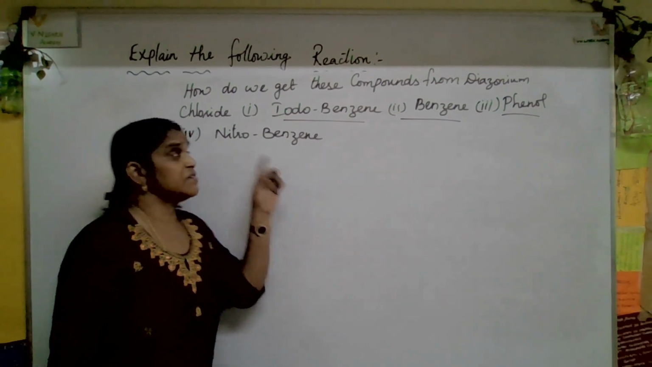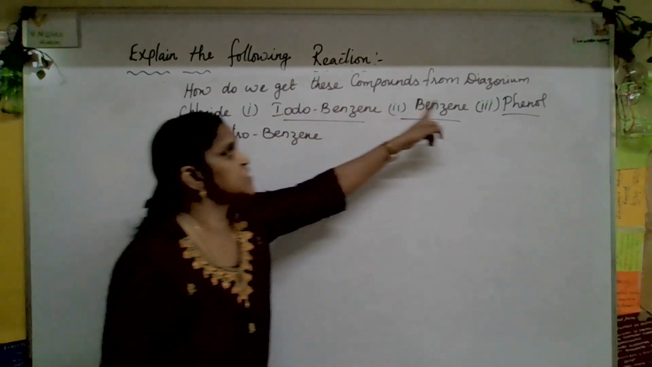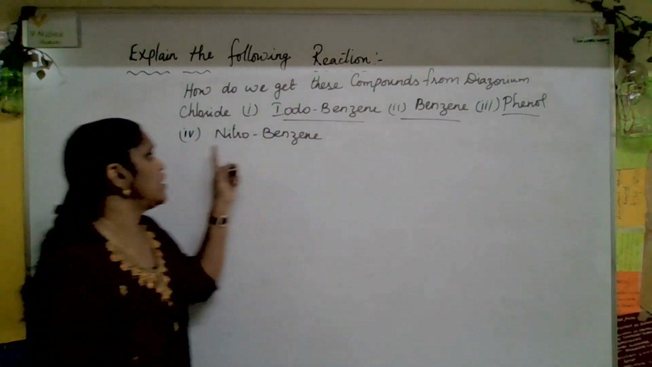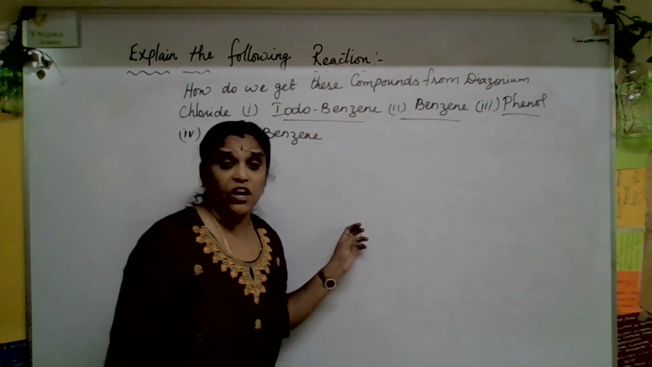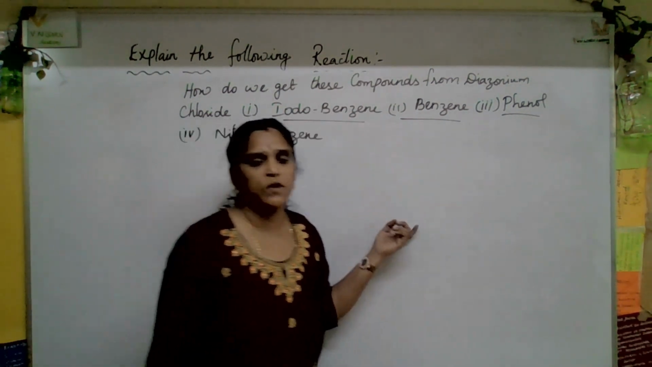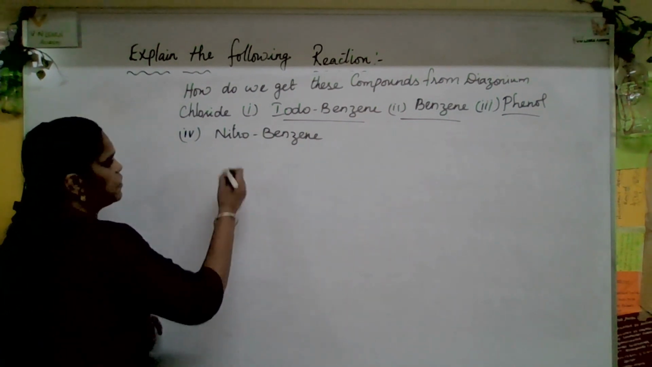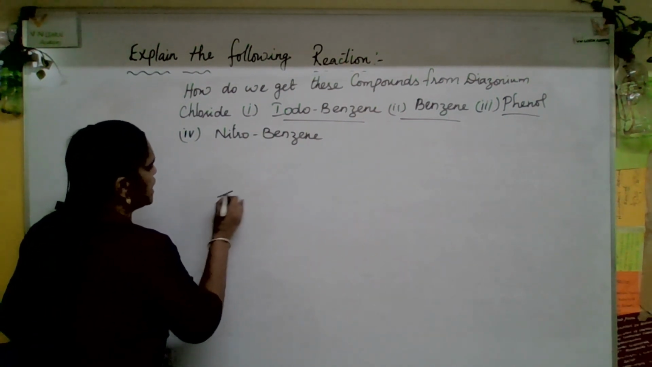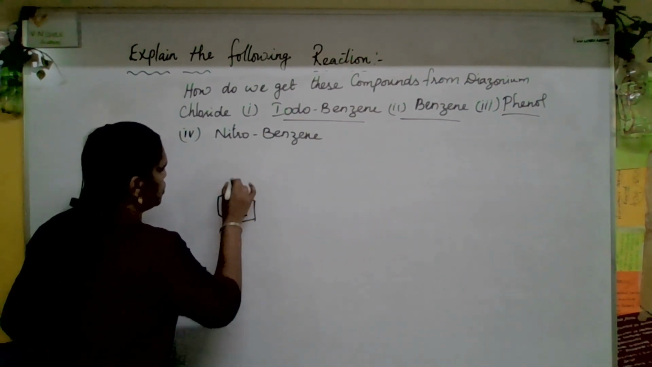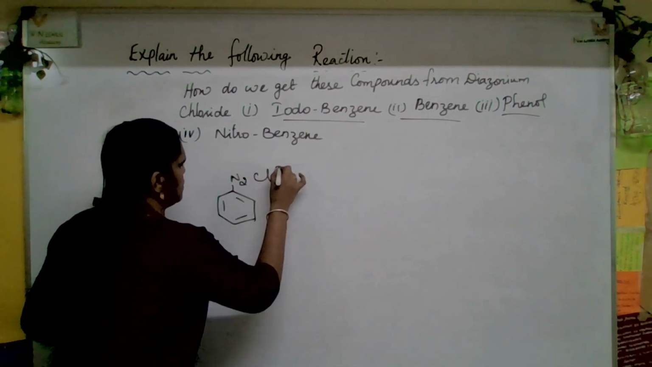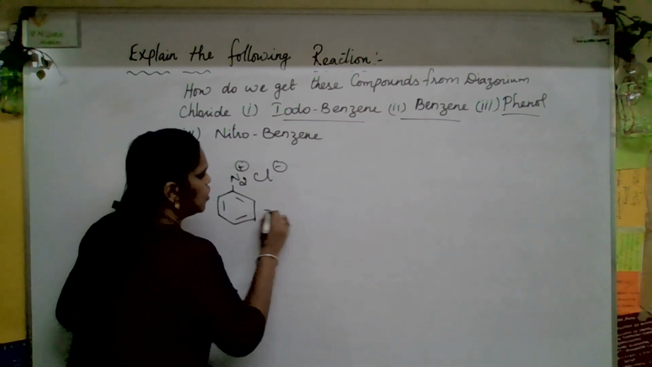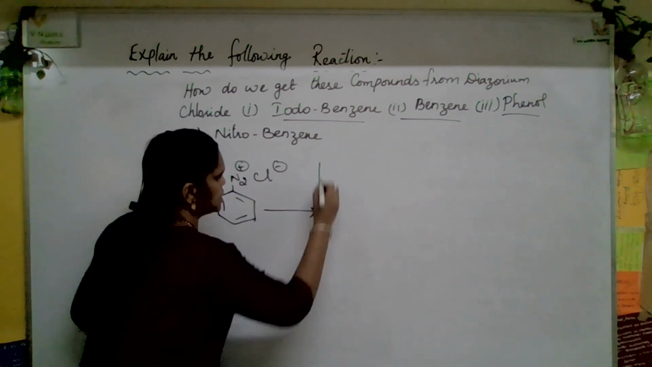Now, the next interesting question: how do we get these compounds from diazonium chloride? Iodobenzene, benzene, phenol and nitrobenzene. These also belong to removal of diazo group, that is what I just brought together. Okay, now first and foremost, diazonium chloride. Here diazonium chloride, N2+ Cl-, because it's a salt, no? Diazonium salt. Okay, this reacts with the reagent.